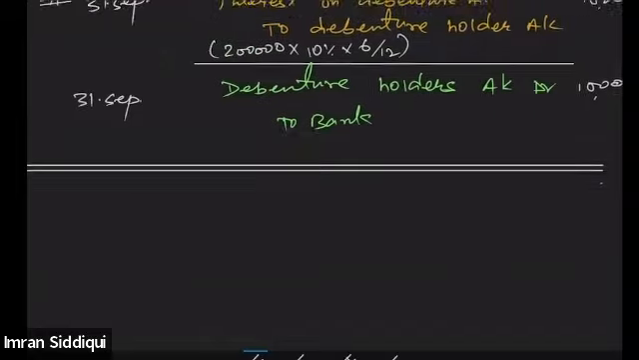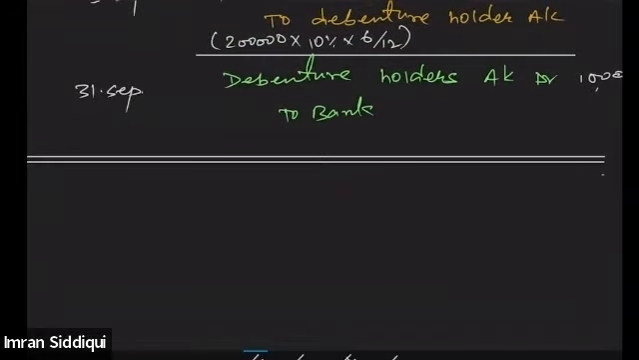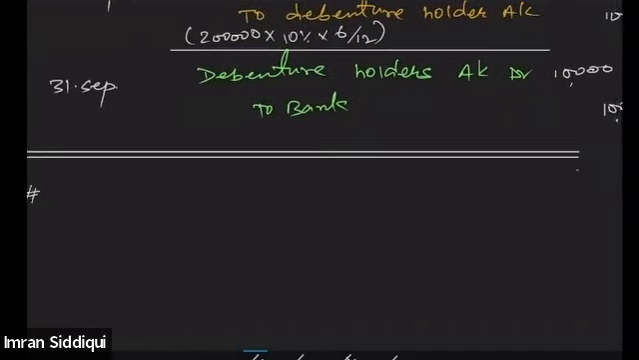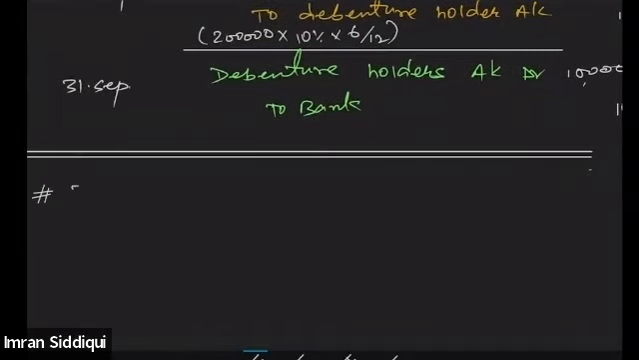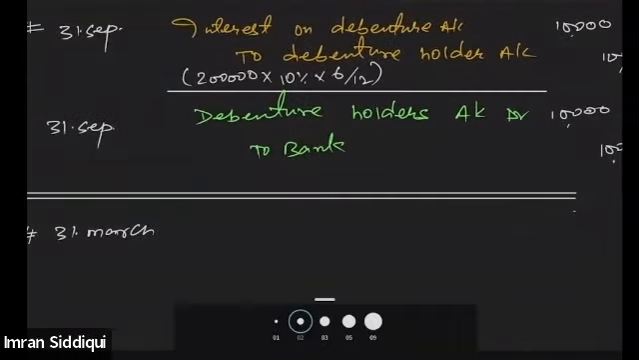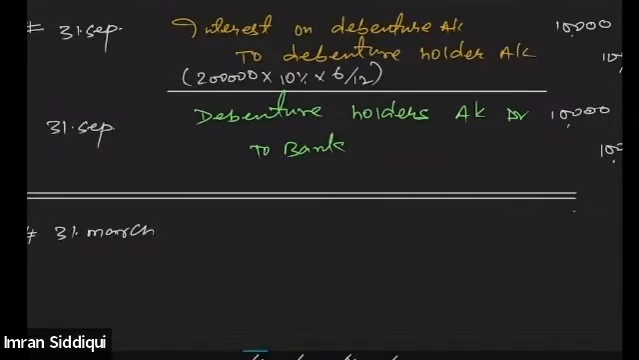Okay, after the 6 months, for the next 6-month period, this entry has to be repeated. Next entry will be done on which day? Can you please tell me? Next interest will be payable on which date? 31st March. Yes, on 31st of March, this entry has to be repeated. So on 31st of March, again, we'll pass the entry for making the interest due for the next 6-month period.